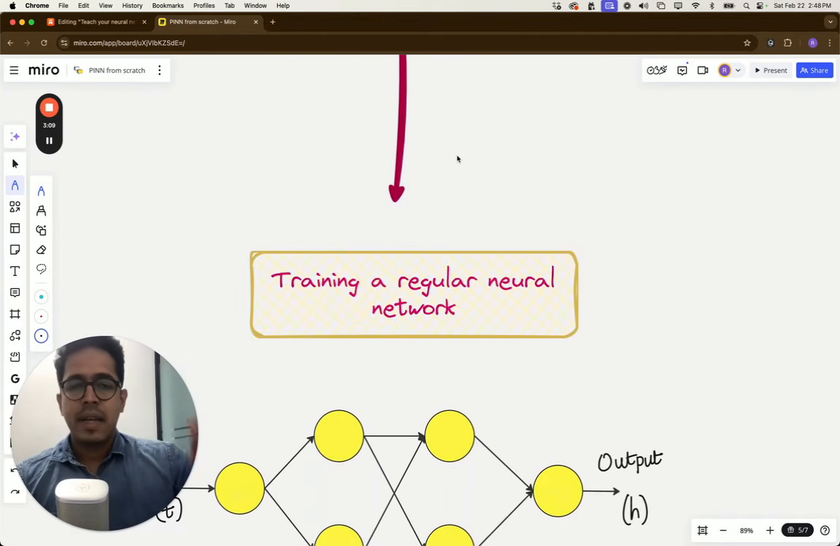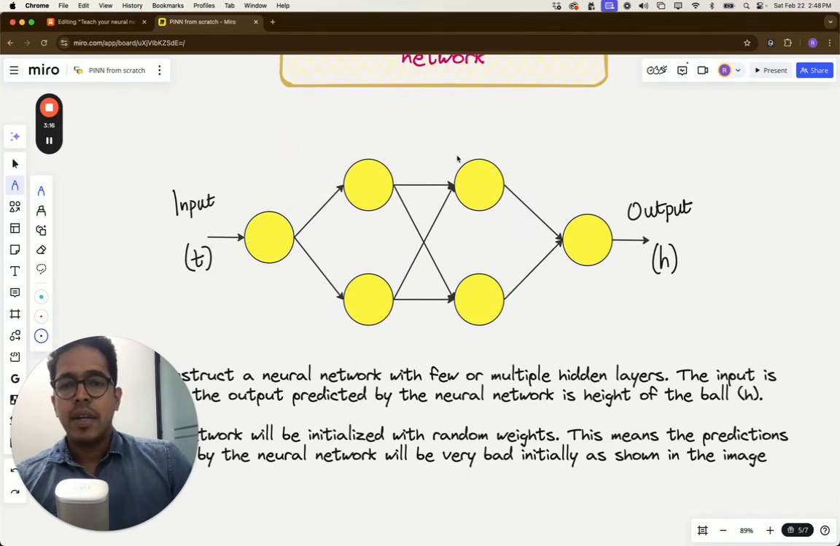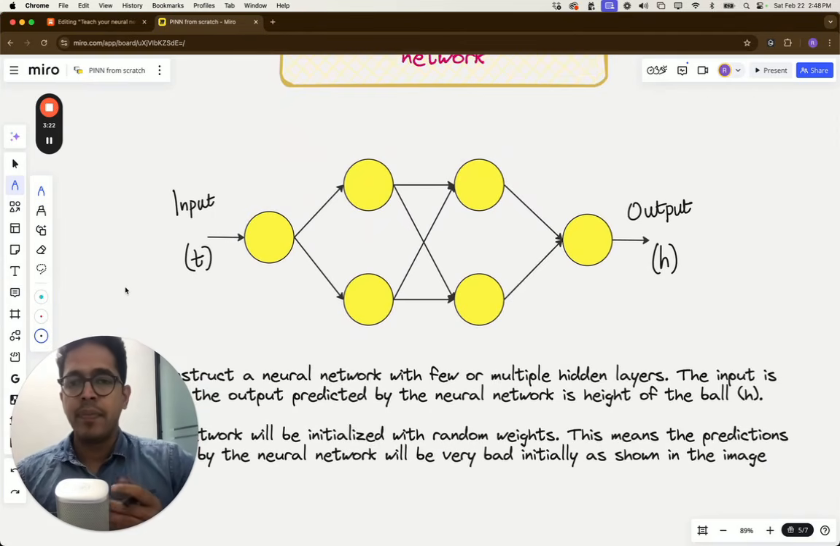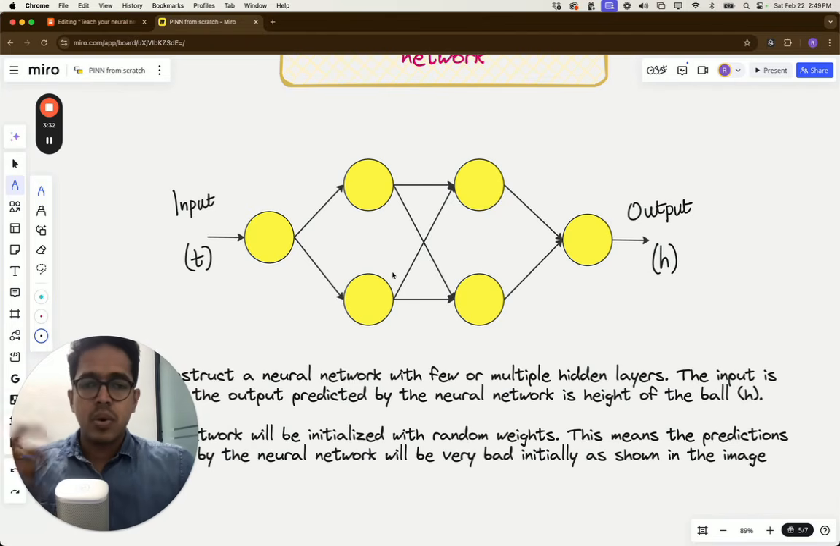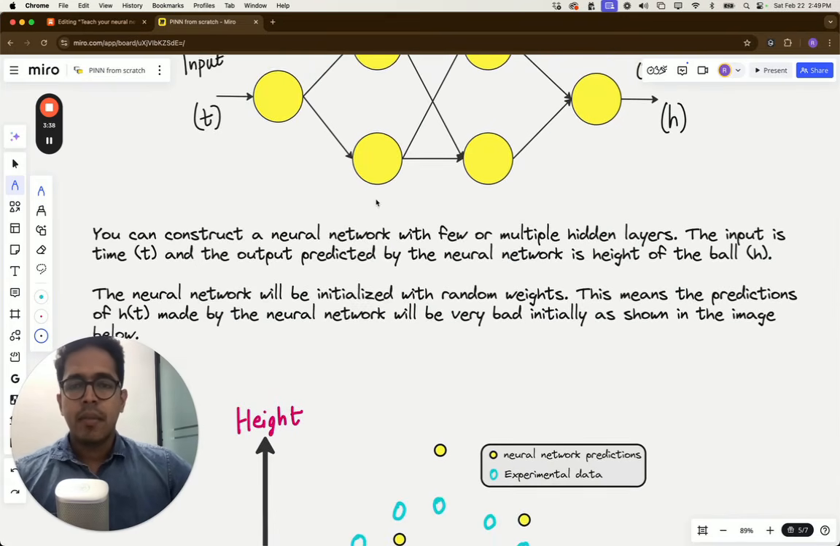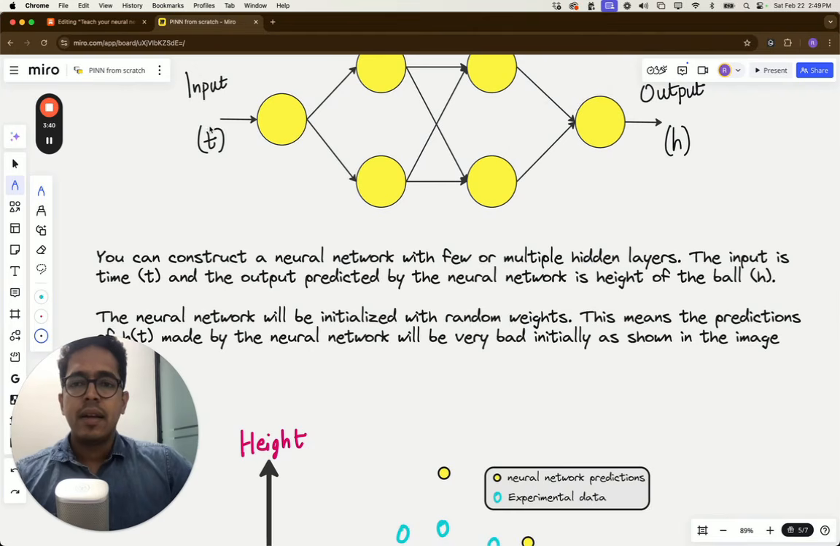So let's think about training a regular neural network. We are still not talking about physics-informed neural networks, just a normal feed-forward neural network. So here, the input is obviously time, and the output is the height, and height is a function of time. So you just have one input and one output. In between, you could have hidden layers of whatever size you want. Here I have drawn just 2 hidden layers with 2 nodes each. You can have few or large number of hidden layers, no problem. But the input T is provided to the neural network to make it predict a predicted value of height.